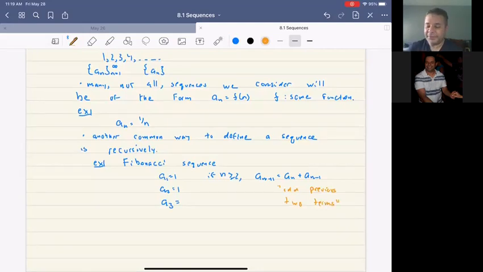Okay, so a sub 3 is going to equal 2, a sub 4 equals 3, a sub 5 equals 5, a sub 6, we're going to get this 5 and this 3 equals 8, a sub 7 equals 13, adding the 5 and 8, and it goes on like this forever. Okay? So those are two common ways.